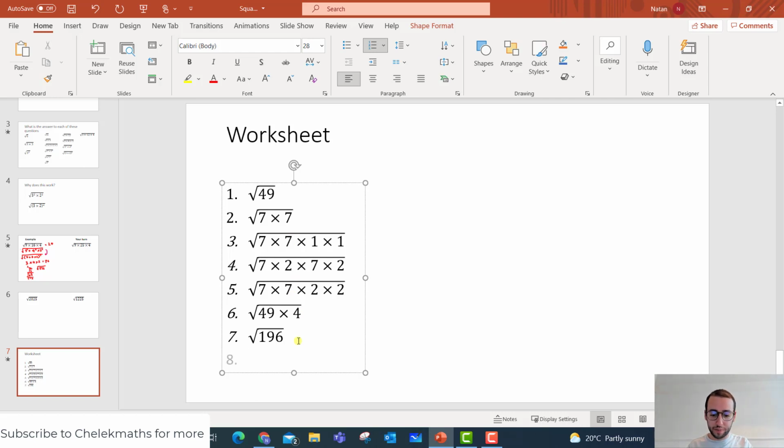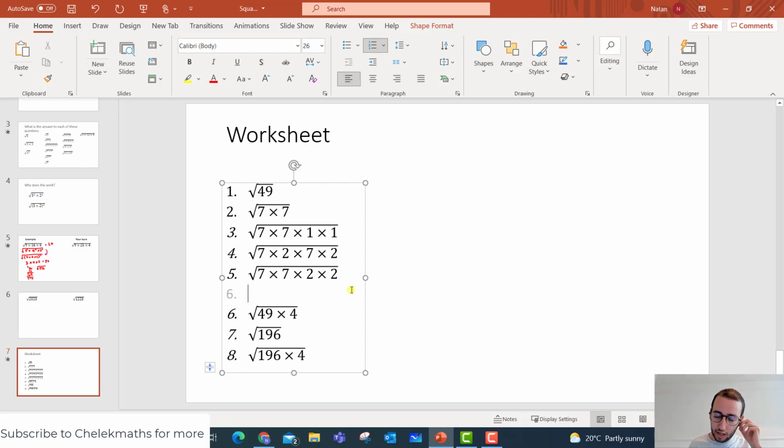So now we can even do the square root of 196 times 4 again, because actually that's just going to be 2 times 14. That's also nice. Let's do some squaring ones. Let's put another one in here, which is 7 squared times 2 squared. Just to make sure that people see that these are exactly the same.